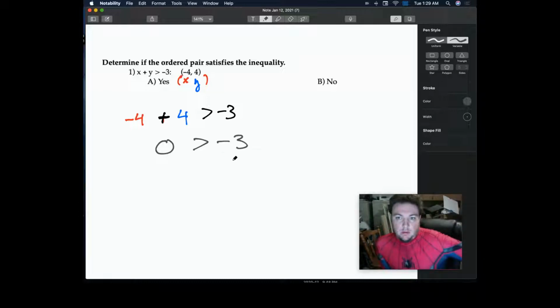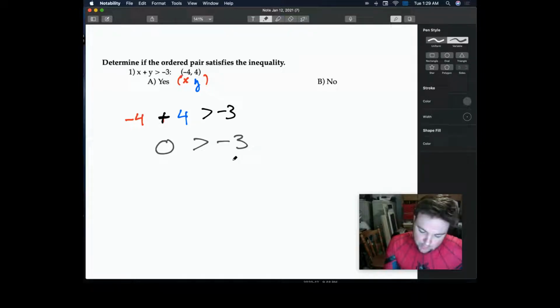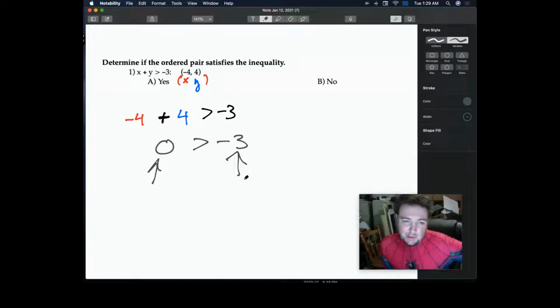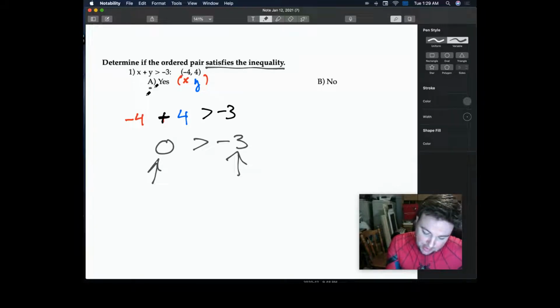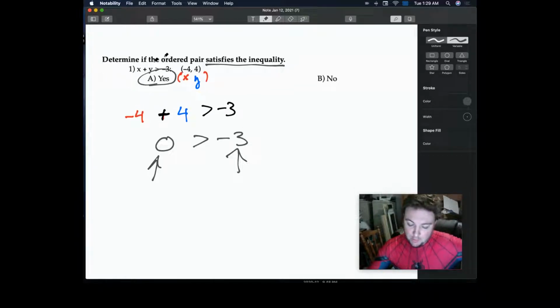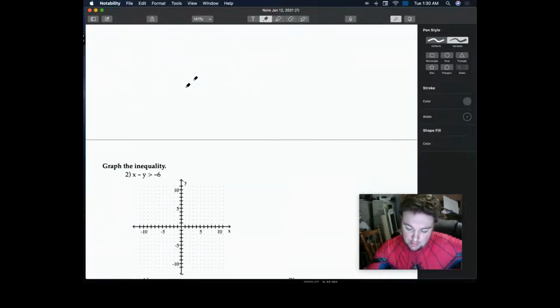Now, is 0 greater than -3? Well, clearly, you would rather have no money than be in debt, right? So that is actually true. So the answer here, determine if the ordered pair satisfies the inequality: it absolutely does. The answer is yes. And we're ready to move on. So let's just do that.